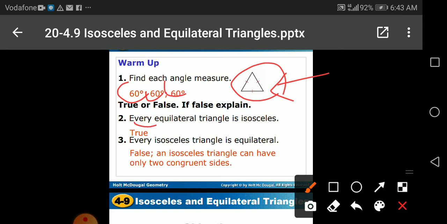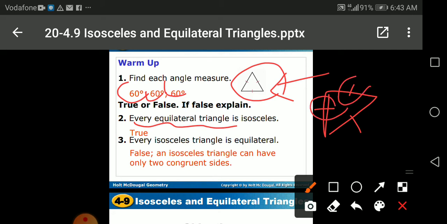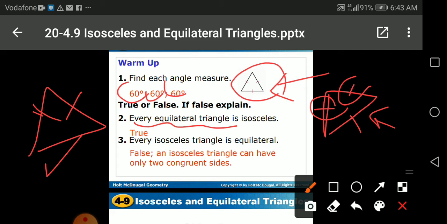Okay, is every equilateral triangle isosceles or not? Yes, they are isosceles, because the equilateral triangle has three equal sides, therefore it has two equal sides. So it's isosceles. Remember, isosceles is a triangle that has only two equal sides, right? So every equilateral triangle is considered an isosceles triangle. Is every isosceles triangle equilateral? No, because isosceles, as I told you, has just two equal sides and the equilateral has three equal sides.